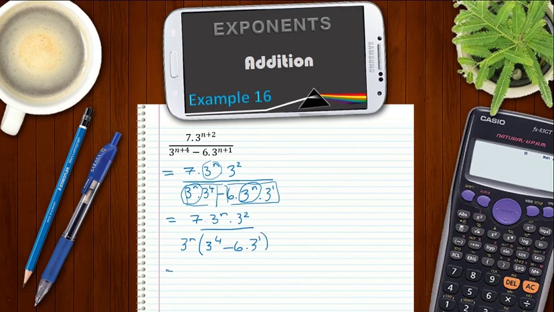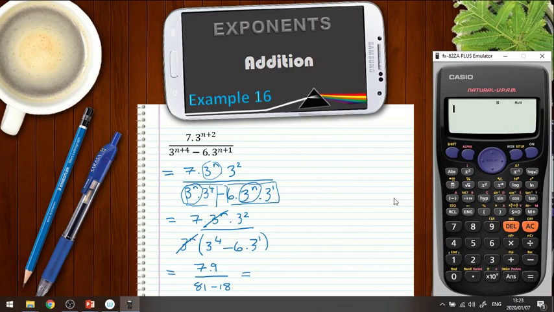Then the next step says we cancel. So this and this simply cancel. And then we just simplify. That means we put what's left into the calculator. This is then 7 times 9 over 81 minus 18. If we put this into the calculator, 7 times 9 over 81 minus 18, that gives us 1.